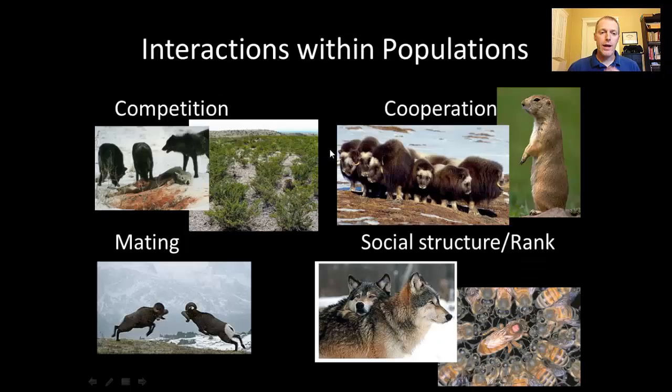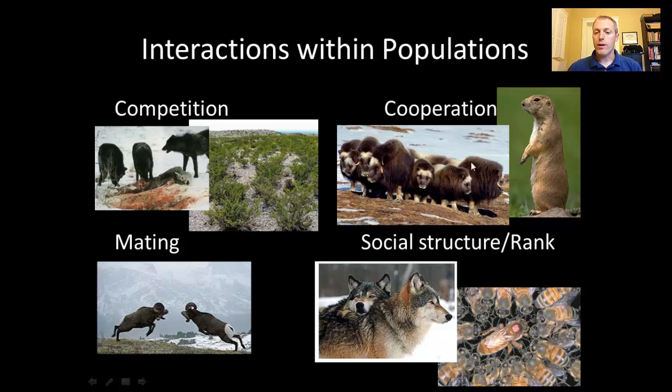The last thing that we're looking at within a population would be the interactions that an organism has with the other organisms in that population. And so you can think of things like competition. The wolves in this particular picture are competing with each other to get enough food. Competition is a real common interaction, both between organisms in a population and also between populations of different organisms.